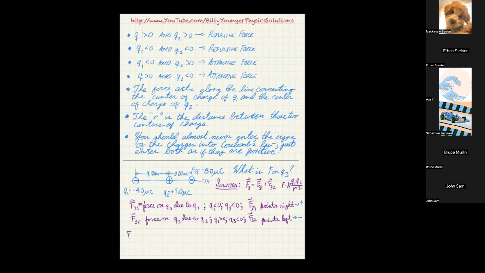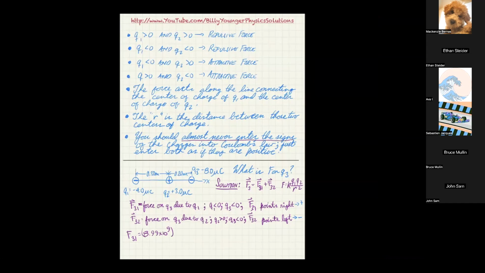So I'm going to say F31 is equal to 8.99 times 10 to the ninth. I'm going to leave the units off. We've seen how they work out. I'm going to also leave the signs off because that's what I told you. You should almost never enter the signs. Almost never enter the signs.